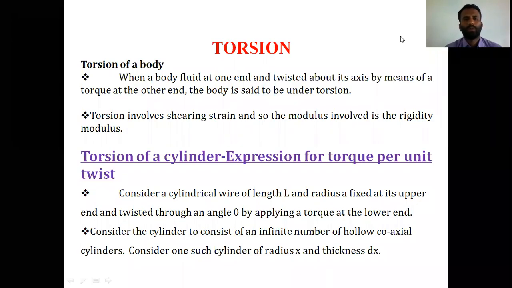Welcome to all. Today we discuss torsion. Here, torsion means nothing but twisting of an object due to an applied torque. Here, torque is the twisting force that tends to cause rotation.